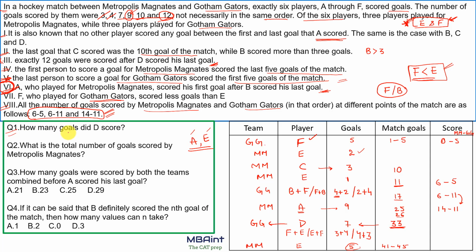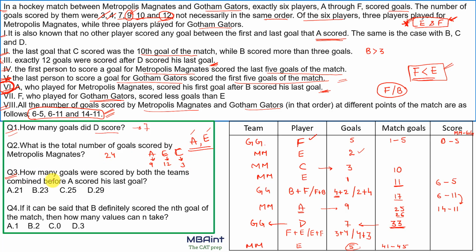The first question is, how many goals did D score? So that is very sure, it is 7. What is the total number of goals made by MM? So MM is A, E and C. A makes 9 goals, E makes 12 goals, C makes 3 goals. So that makes it 24.